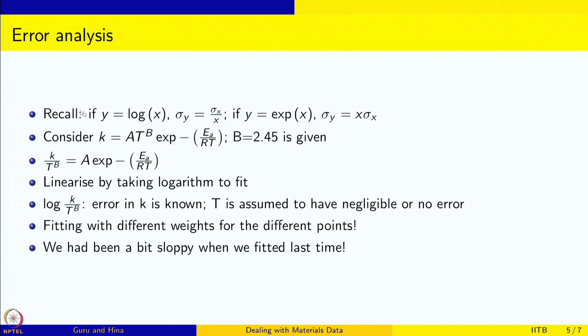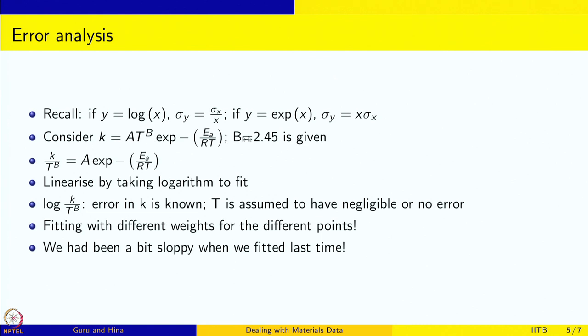And to do so, we have to recall that if y is log of x, then the error in y is nothing but error in x by x. That comes because we take dou y by dou x and sigma x. So, log x, if you differentiate, it gives you 1 by x. So, if you know the error in the x quantity, sigma x, then sigma x by x will be the error in log of that quantity, which is y. And similarly, if y is exponential x, the error in y will be just the error in x multiplied by the x itself.